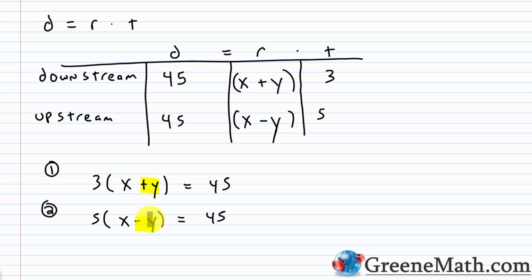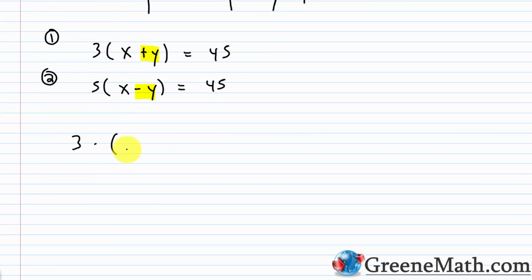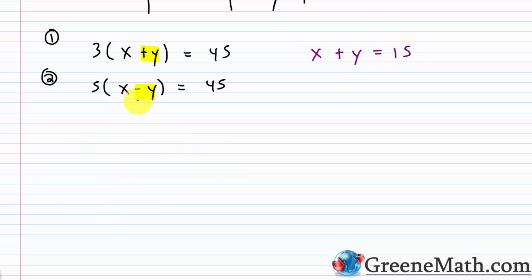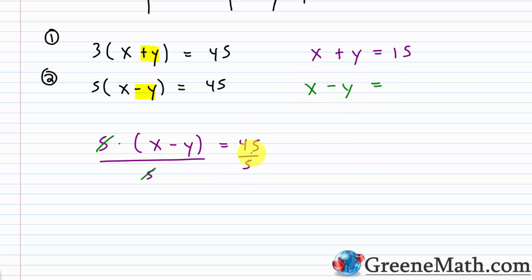So the way we're going to do that, let me just move this over here. If I have 3 multiplied by the quantity x plus y equal to 45, I can divide both sides of this equation by 3. This is multiplication, so this would just cancel. Then I'm left with x plus y is equal to 45 over 3, which is 15. So I could write x plus y equals 15. For this one, I could do the same thing. If I have 5 times the quantity x minus y equals 45, I can divide both sides by 5. This will cancel. I'll have x minus y is equal to 45 over 5, which is 9.